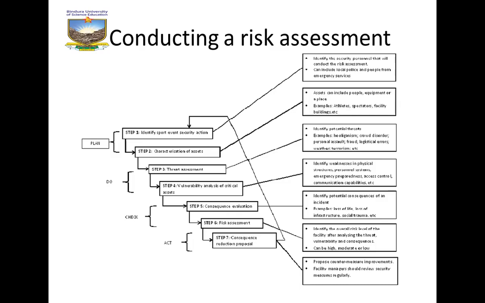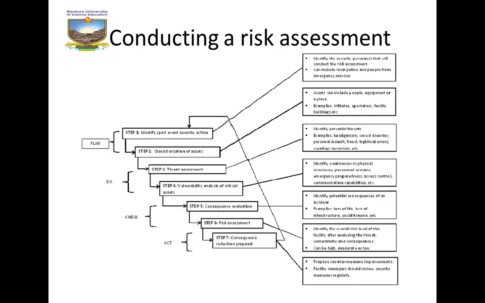Step number 3 is a threat assessment. You need to identify the potential threats to your facility. For example, a disorderly crowd, hooliganism, fraud, logistics, the weather, terrorism, etc. It's such a lot of things that could go wrong, and all those are threats. Nobody's saying it's going to happen, but it is a threat in any facility.